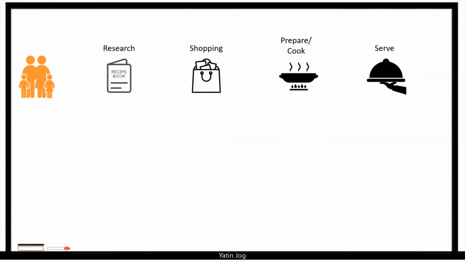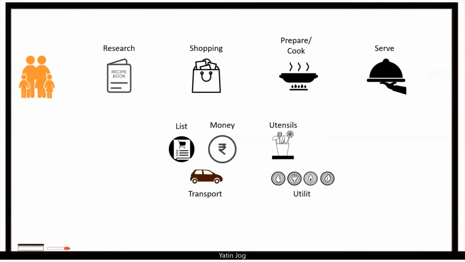For example, for shopping, you'll need a list, a way to get to the store, and money. For cooking, you will need utensils, gas, water, and other utilities, and you need some cooking knowledge. To make sure you have all this, you will have to manage information about these things. For example, you need a list for grocery shopping. You need to know how much money you can afford to spend, and you also need to know how much fuel is in your car to get you back and forth.